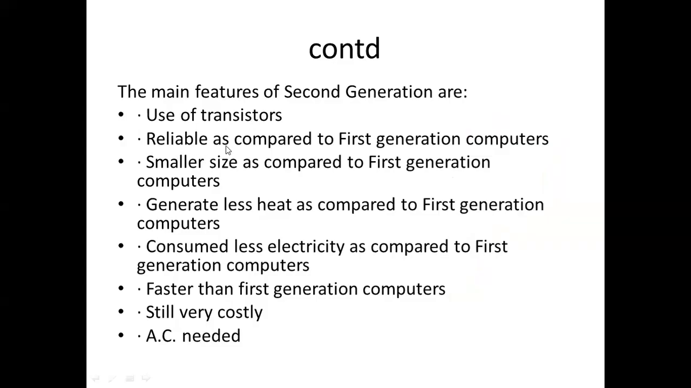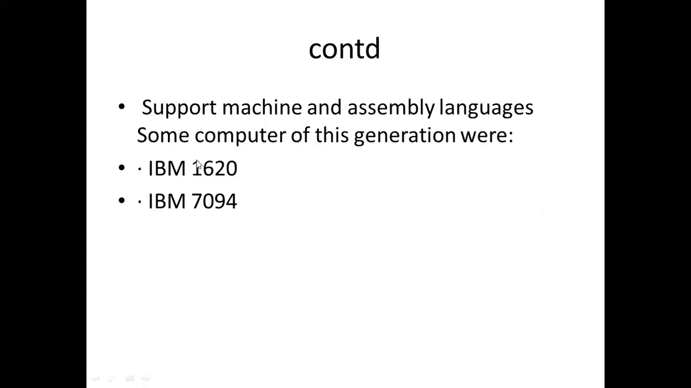So it is more reliable as compared to the first generation, smaller in size, generates less heat, takes less power supply or electricity, and is very fast as compared to the first generation. It's costly and they need AC, alternate current. These are the computers: IBM 1620, IBM 7094. They were invented in the second generation.